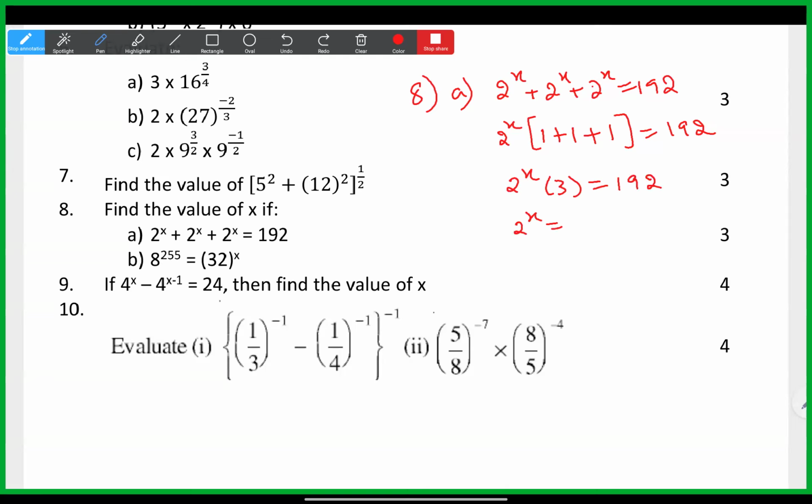2 power x is equal to... 3 is multiplying, no? It will go to that side. It will be division, sir, by 3. So what is 192 by 3?